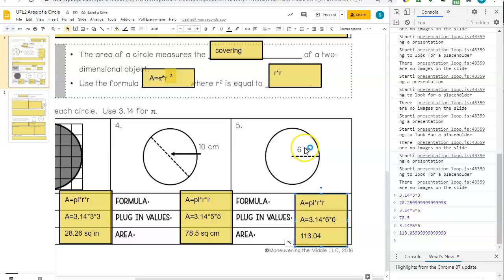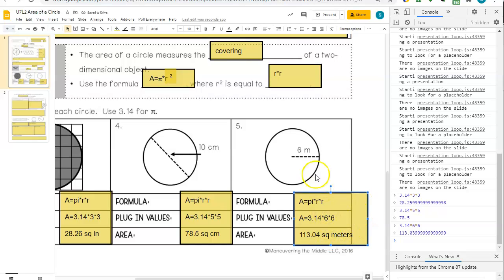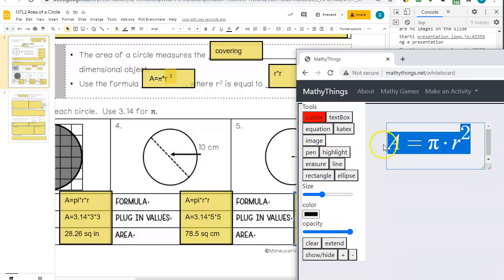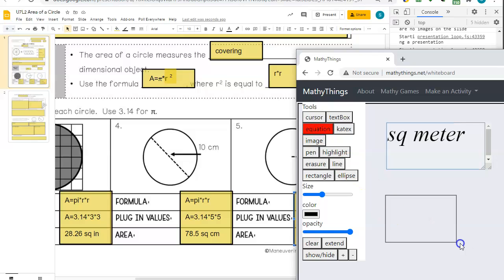Alright. Now, look at this. This is meters, so this is square meters. Now, that is the same as saying a meter to the second power. Okay? So just like we had an exponent before, we could think of that as, and I'm going to grab it from here. So if I say square meters, well, that is going to be the same as meters raised to the second power, meters squared.